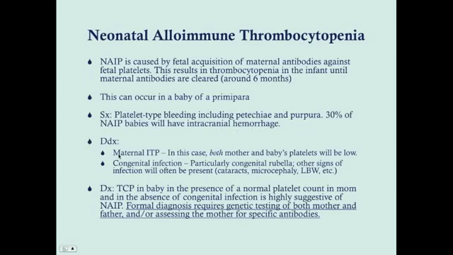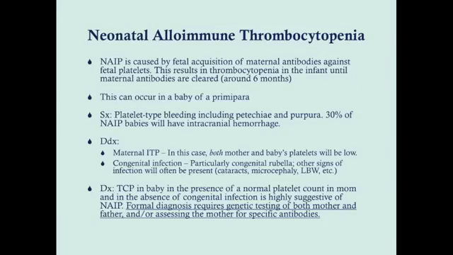The differential here includes maternal ITP. In that case, of course, the mother is going to have symptoms as well. So both mother and baby's platelets will be low, whereas with alloimmune thrombocytopenia, the mother's platelets will be fine, but the baby's platelets will be low. And then the other big one is congenital infection. And usually with that, you'll see other stigmata of infection.